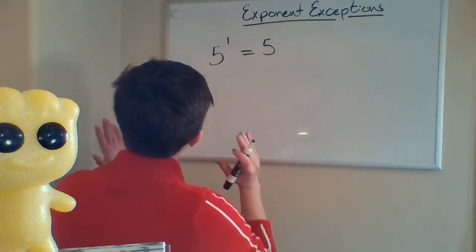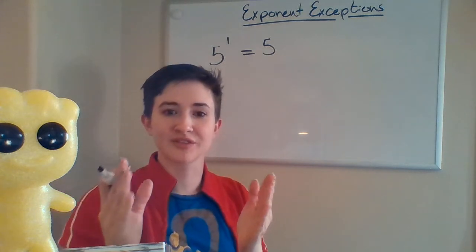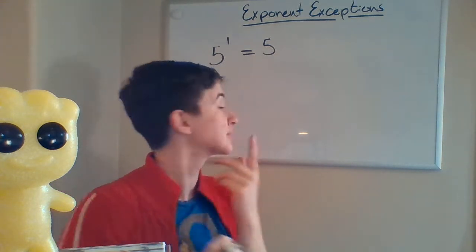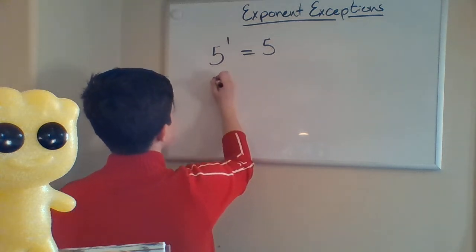For some reason, everything I write on my board looks straight, but then when I look at the camera, it looks very crooked, and I don't know why. Please forgive me. Okay. Let's try another one.